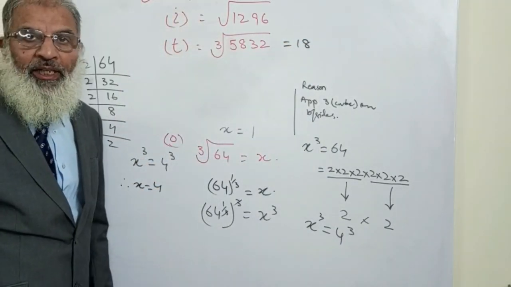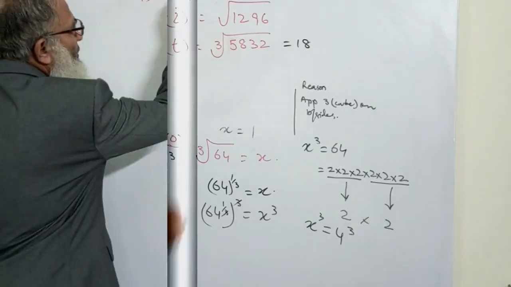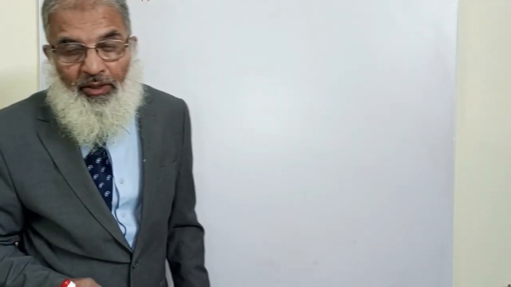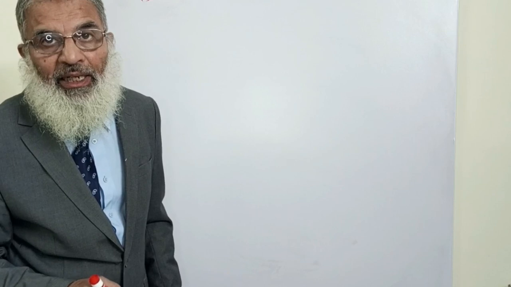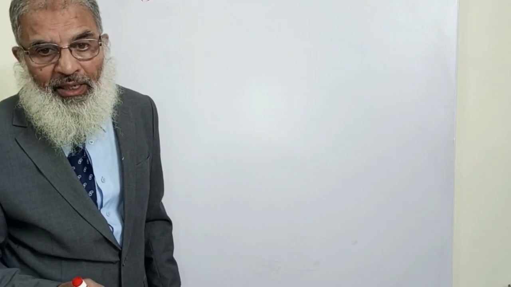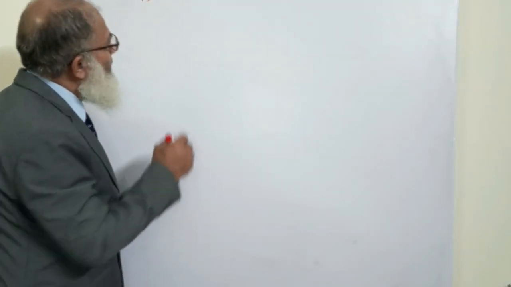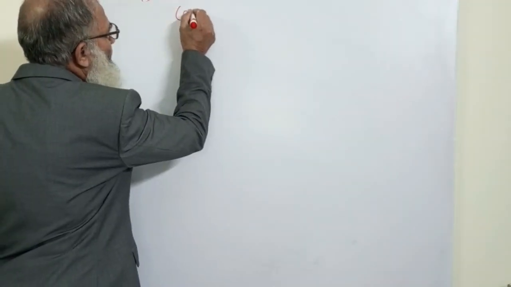Now my dear students, let us proceed to question number 5. Use the product of prime factors given below to find the square root of each of the numbers. Show your working. Now for the first time the writer has asked us to show our working. Now I start from part number A.